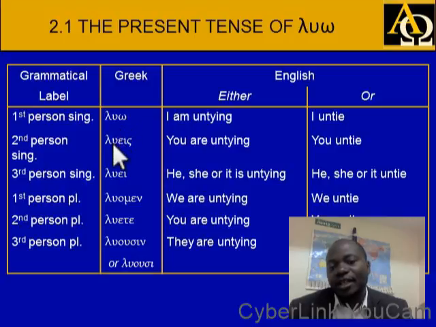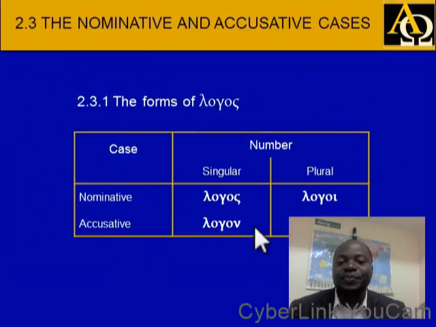So in the second person singular, lu is the stem, eis is the ending. The same goes for third person singular. Lu is the stem, ei is the ending. Luomen, same thing. Luete, same thing. Luousin, same thing. And luo means I'm untying, and lueis means you are untying or you untie. And you can see the whole rest of the chart. So again, that's revision for you, things that you should know by now.